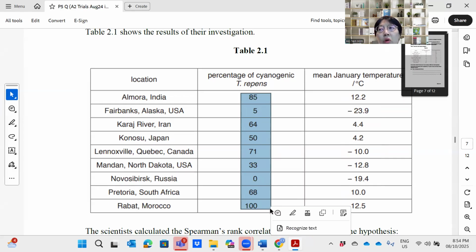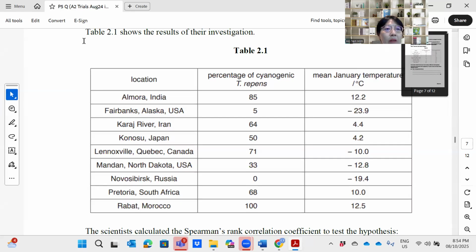Okay, so by now you know how you calculate the percentage, right? You can be calculating percentage cover using the quadrat. Okay, that is the one that you learned already. Okay, percentage cover.